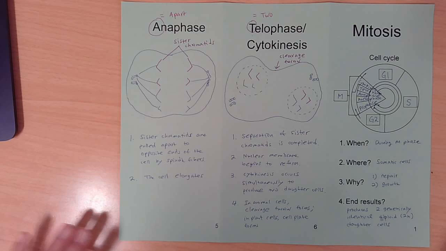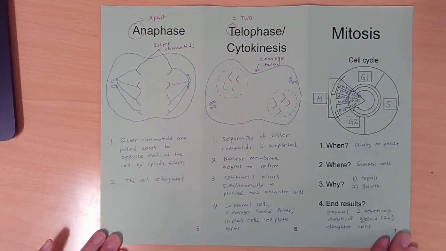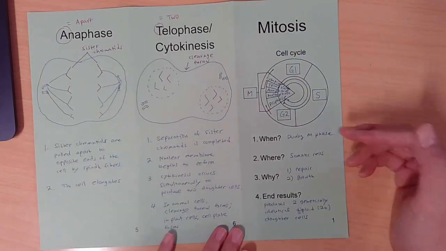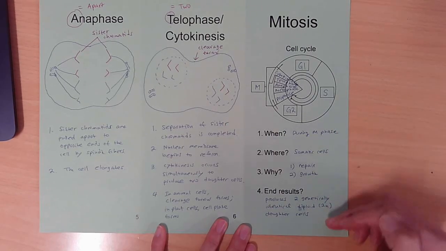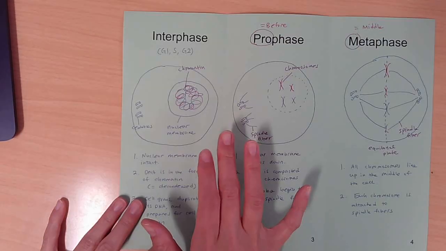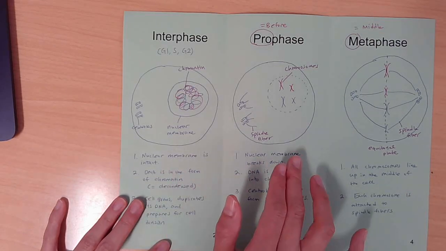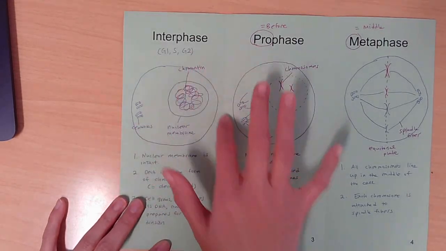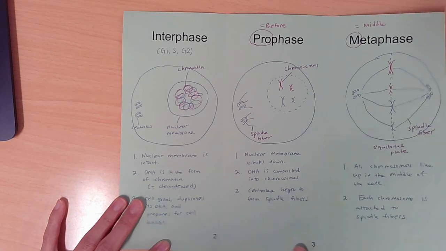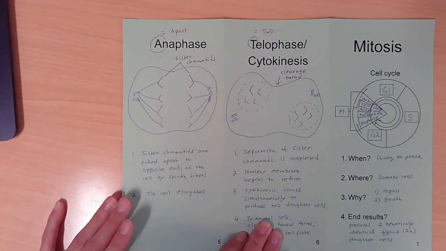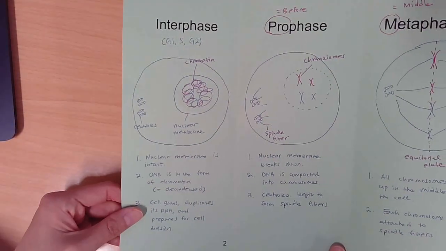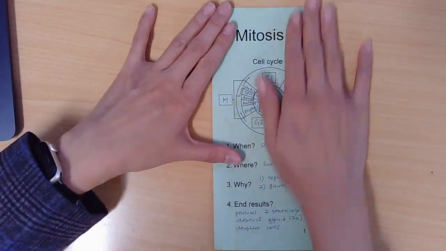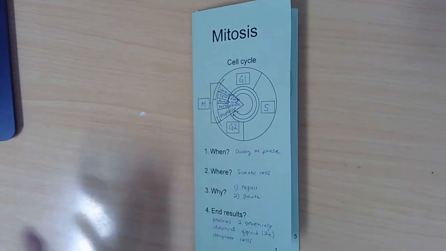So this sums up the stages of mitosis. You should definitely be able to answer when, where, and why mitosis occurs, as well as the end results. And if you are given pictures or diagrams, you should be able to identify the specific stage of mitosis based on the picture. And you should also be able to describe what happens in each stage of mitosis. So that's the overview of mitosis. I hope this was helpful.